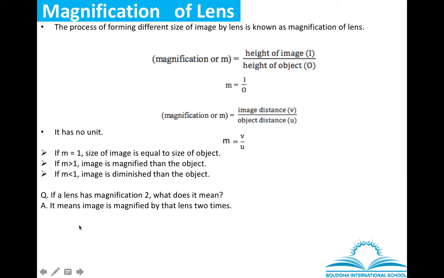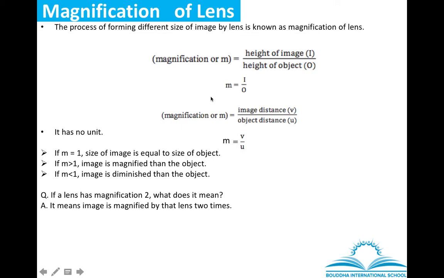Now, magnification of lens. Just now we studied ray diagrams, and you have seen the lens makes images of different sizes: sometimes highly diminished, sometimes diminished, sometimes equal size, sometimes magnified, sometimes highly magnified. The process of forming images of different sizes by a lens is known as magnification of lens.